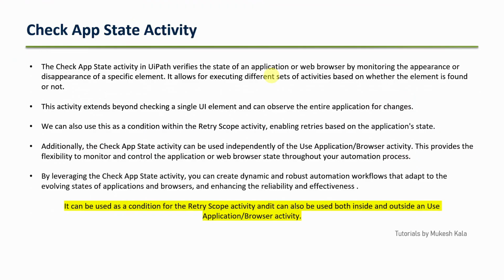Okay, so coming back to the presentation, let's see what all we have covered and what else we have to cover. The check app state activity verifies the state of the application or the web browser. The same I did for Notepad. You can also do it for a browser, web application, desktop application, and all of that. This activity extends beyond checking a single UI element and can observe the entire application as well, complete Notepad or the file button. It also says that we can use this condition in the retry scope, and that I have also highlighted, but I'll show you what exactly I mean when I say I can use it in a retry scope. Just park that for a while.